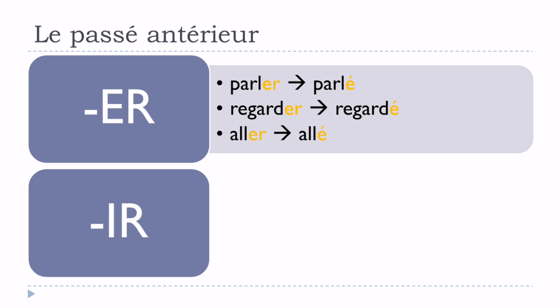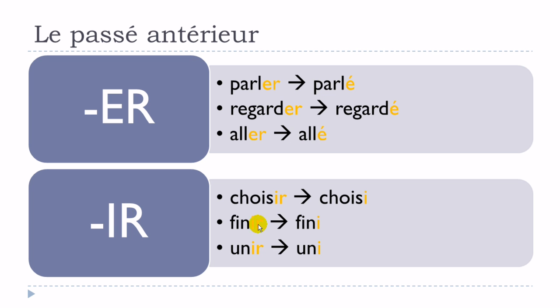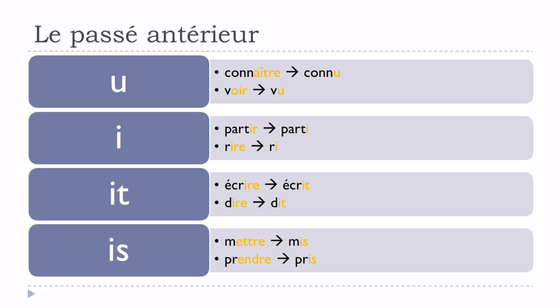Alright, so the second group of regular verbs, so ending with ir, remember we're not talking about all the verbs ending with ir, but they will be quite easy as well, because you just take away this ir thing and you just replace it with i. Okay, so choisir will become choisi. Finir will become fini. Unir will become uni. Okay, etc., etc.